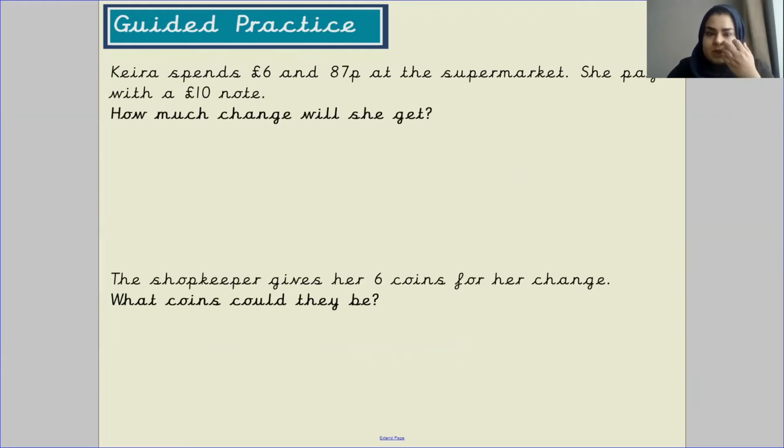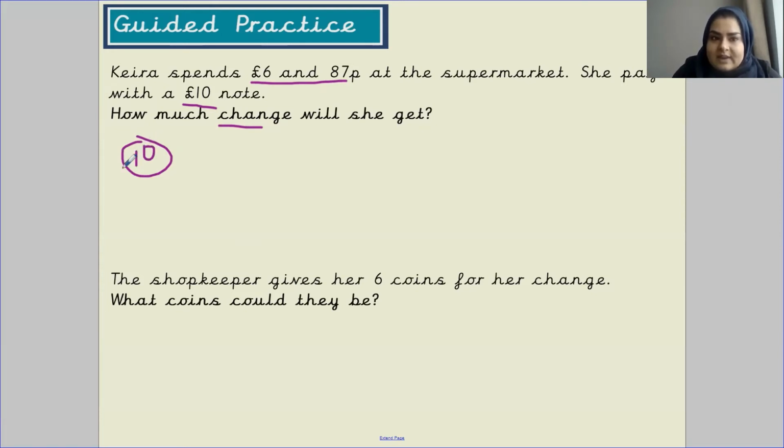Now your next guided practice is the following. Kiera spends £6.87 at the supermarket. She pays with a £10 note. How much change will she get? Okay, so now if you can work that out for me. You've got several ways that you can work that out. You can use the part-whole model. So if you use the part-whole model, you can have £10 there.